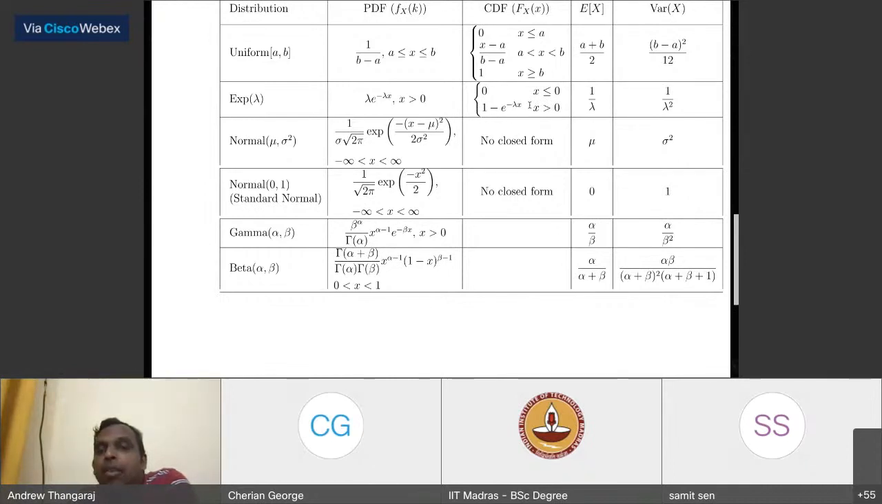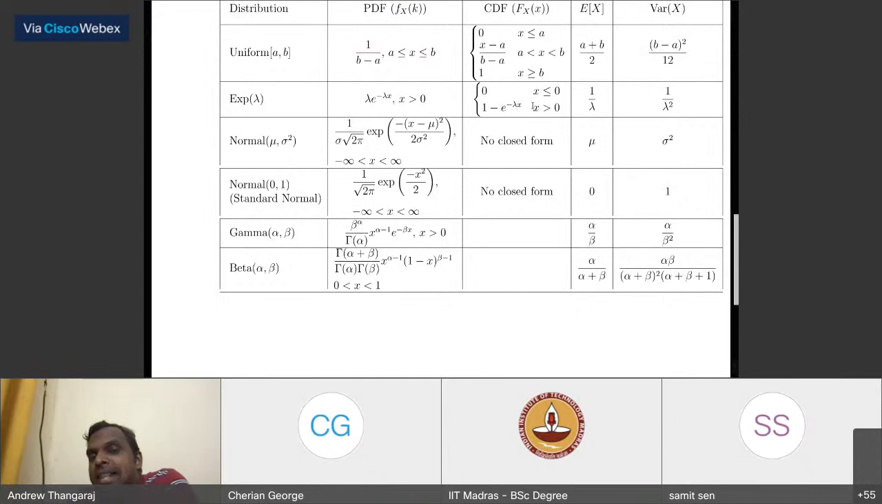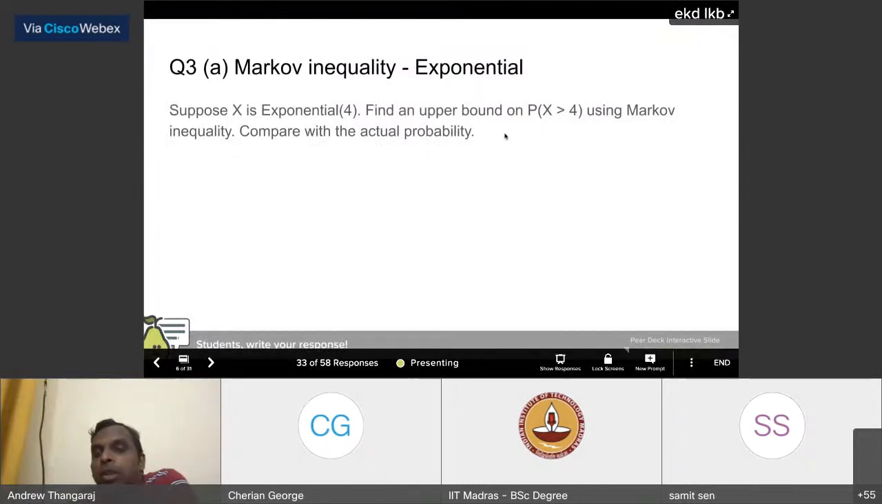So CDF is what? It's the probability of the event that the exponential lambda random variable is less than or equal to small x. That's the CDF. Now, what's asked here is the probability that x is greater than 4. So it will be what? 1 minus the CDF, right? Evaluated at 4. So you can even evaluate the actual probability. It's not too difficult.